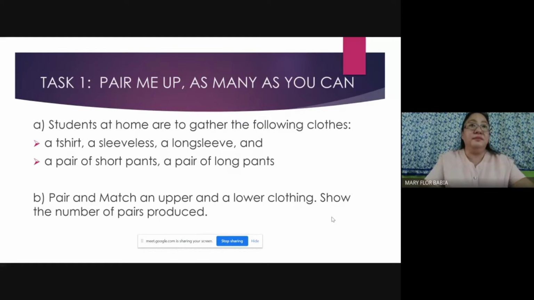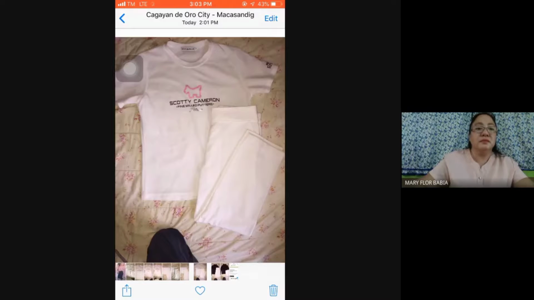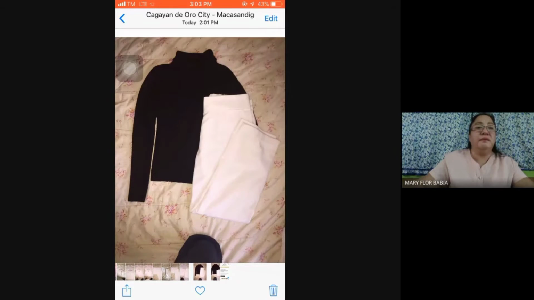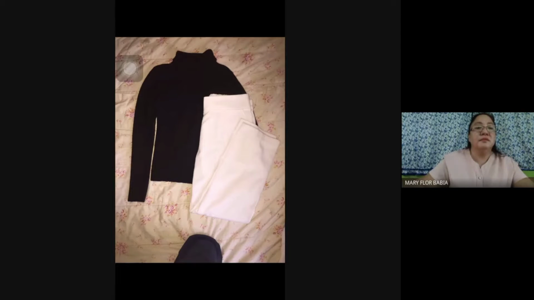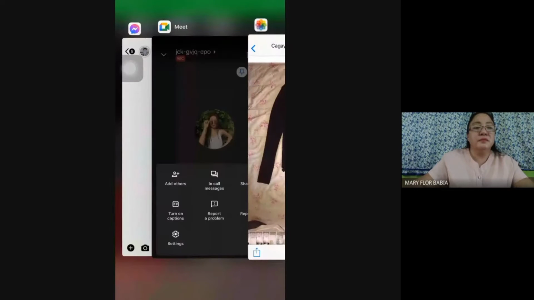Akia, are you in? Can you share what you have done in pairing and matching the clothes that you have gathered? The t-shirt with the long pants. Then this is the long sleeve with the pants. And the long sleeve with the shorts. I can pair the clothes, ma'am, in 6 ways.